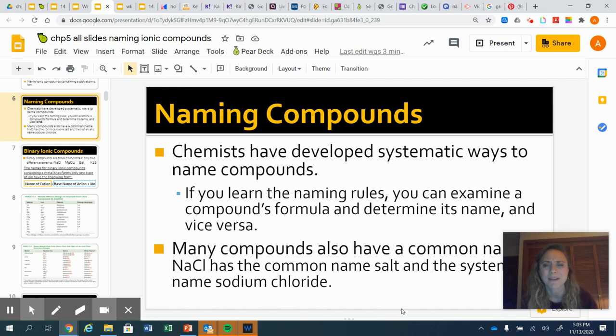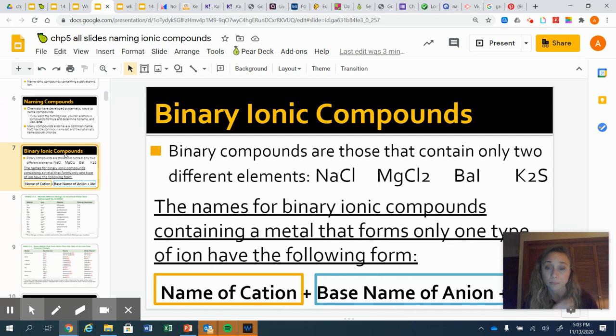So, vice versa. By the way, things seem to have a common name as well, like NaCl would be table salt, or we might call it sodium chloride. So here are the rules. First, what we're going to talk about is binary ionic compounds.